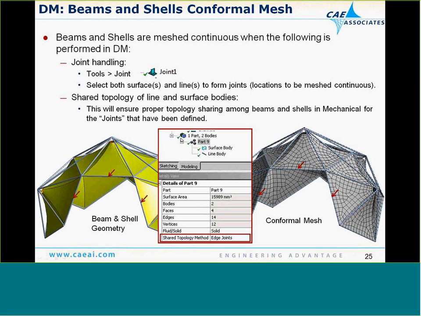So, performing these steps, you would go into Design Modeler, you would insert a joint, and then you would scope that to all the surfaces and all the lines. So if we look at this 10th example, just select all of that geometry, create a joint from that, and then we form shared topology. So we have a surface and a line body in a part, and then the details of that is shared topology method edge joint. So anywhere that there's an edge joint, it's going to form a continuous mesh between these two topologies.